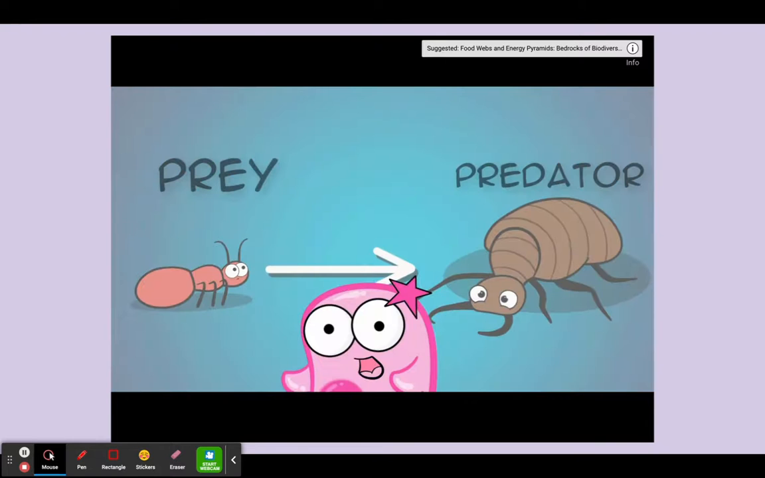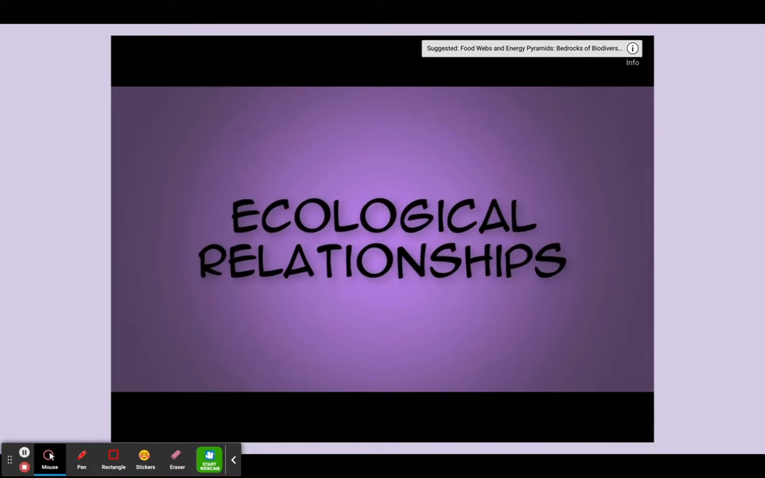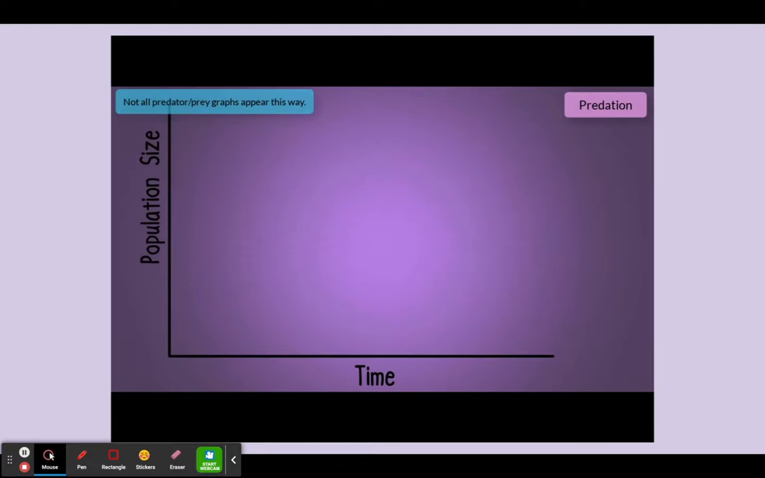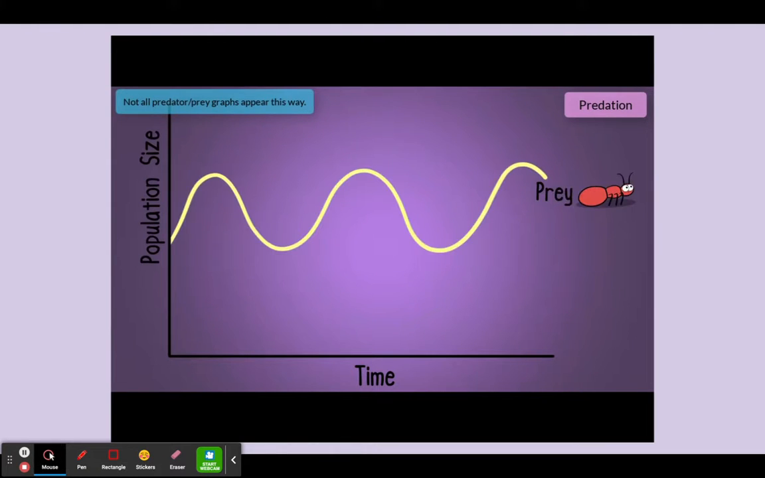And that's what we're going to talk about, ecological relationships. Typically, if we were to graph the predator and prey populations in our example, when the population of ants in this confined area increases, it is likely that the antlions, which are the predators, also will increase over time because they have more food to eat. However, if the antlions increase too much, there won't be enough ants, which are the prey, to feed on. So the antlions will decrease.